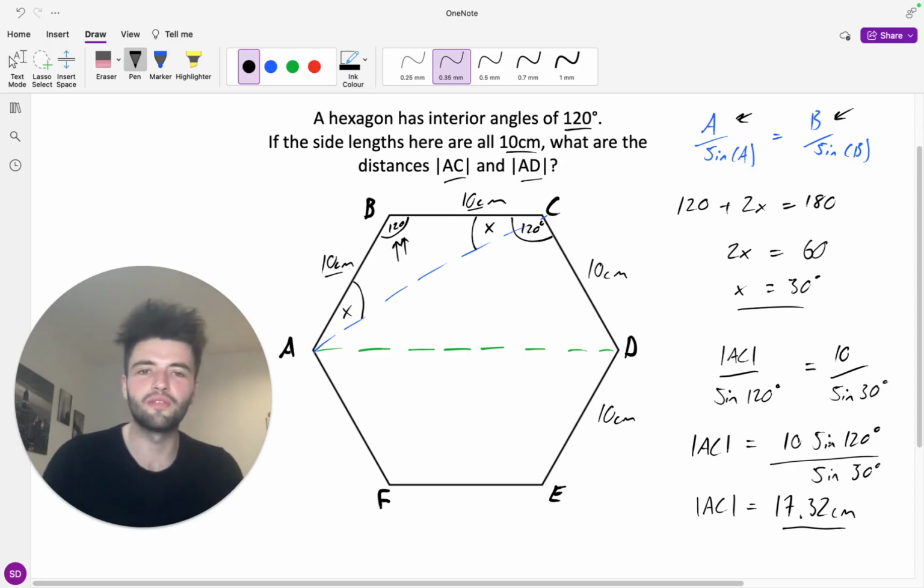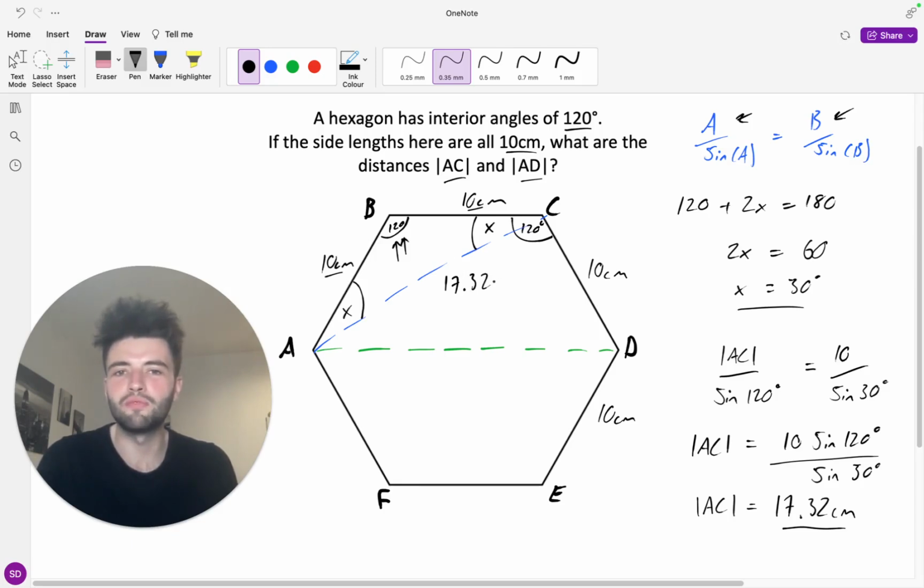So that is going to be the first one of our sides here to find. And we can actually just write that in as well, because that might be coming in handy in a second to find the length of AD, so we know that this is 17.32 centimeters. And if we look at this triangle here, we need to figure out what other information we have.